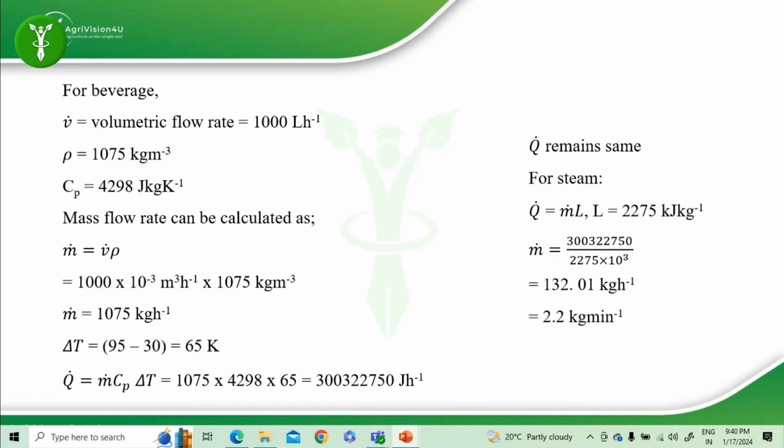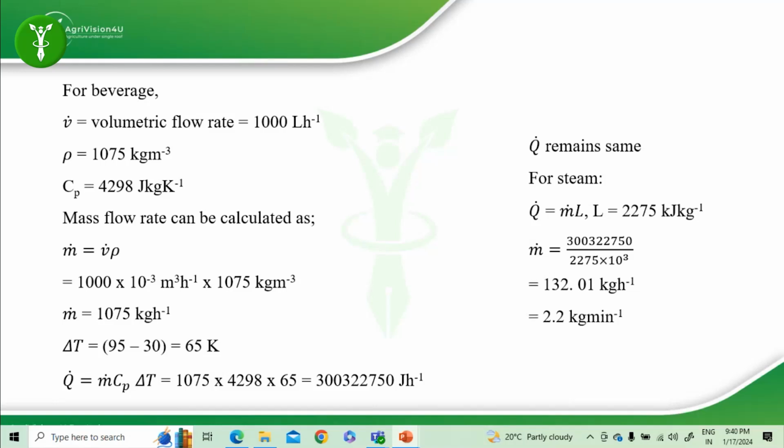Okay, so for beverage, we'll be solving it. The value of Q for beverage, and the value of Q for steam. The value of Q for beverage we will calculate using the formula, and we'll use a similar formula for the value of Q for steam. Okay, so what has been given to us here?